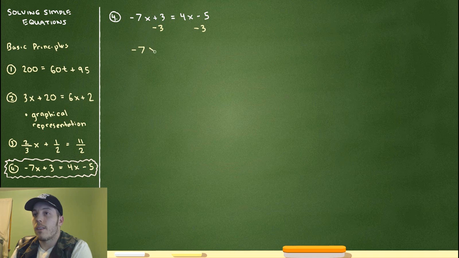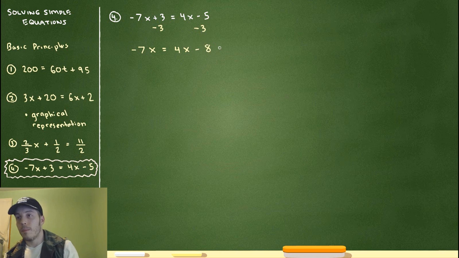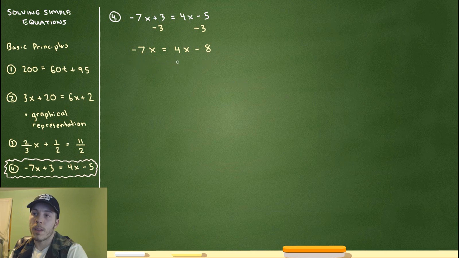So we obtain negative 7x is equal to, so the positive 3 and the negative 3 cancel out, right? And then we'll get 4x. And negative 5 and negative 3 will combine to be negative 8. Okay, so now we want to try to move our variables to the left. So I was moving my constants to the right. I want to try to move my variables to the left.